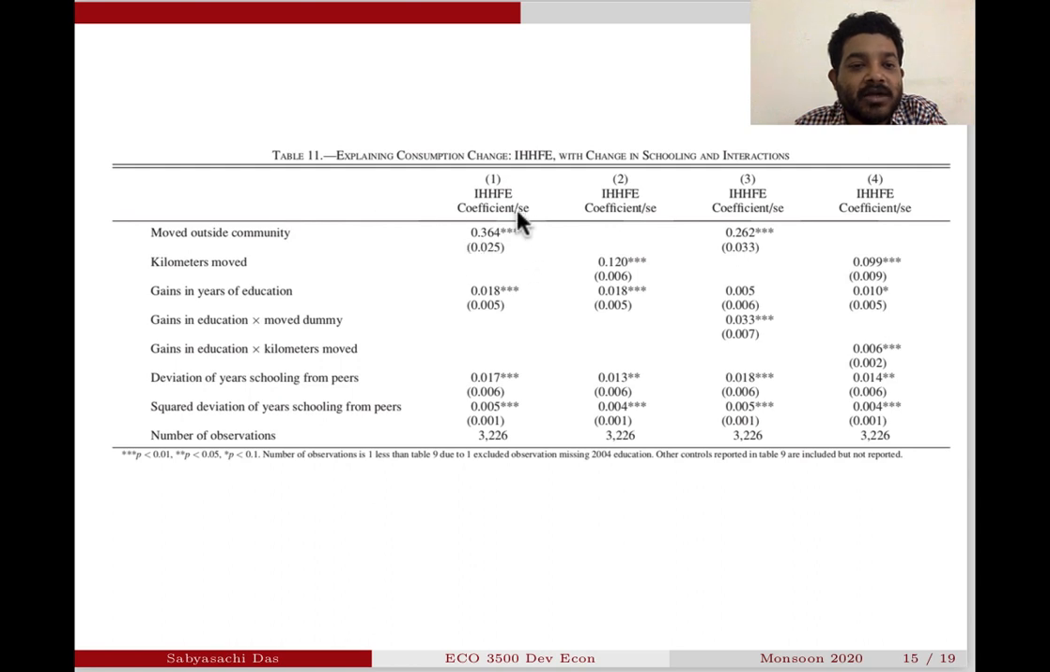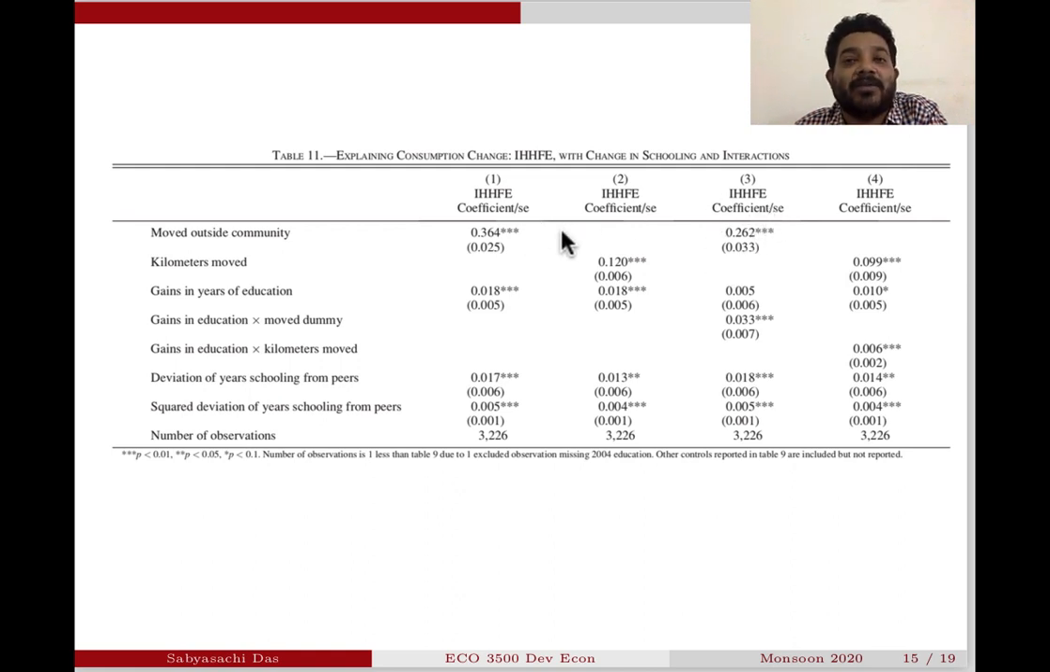Its interpretation in column 1 is the average effect of migration on log consumption growth. Interpretation in column 3 is the average effect of migration for the people who did not gain any years of education during this period. So for them, gain in years of education is zero, in which case I switch off these two coefficients. So for those people who did not gain any years in education during this 10-year period, even for them there is a return to migration.